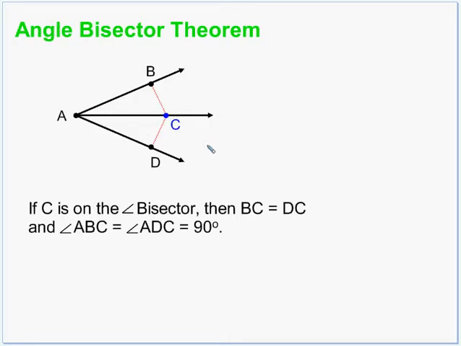Your angle bisector theorem, any point on the angle bisector will be equidistant to the sides of that angle, as long as those segments are perpendicular.